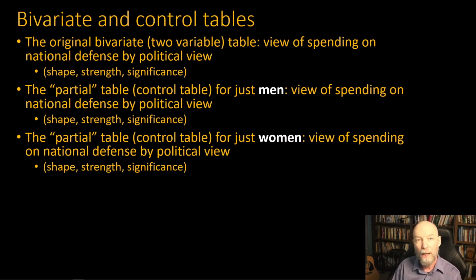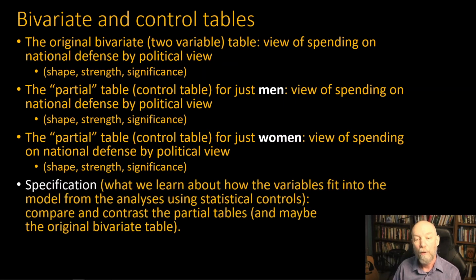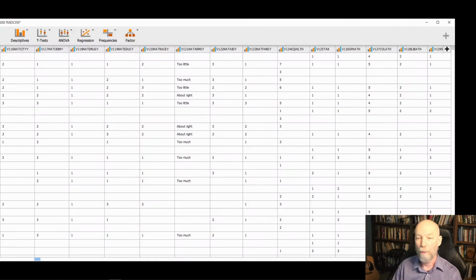But because we ran what would seem to be bivariate results within the categories of a control variable, we will then have a specification. We're going to see what we learn about how the variables fit into a model from the analysis that uses statistical controls. And to do that, we're going to compare and contrast the partial tables, the table for men and the table for women. Or we might even bring in the original bivariate table if that helps us to clarify as well. So let me jump over to the analysis program, and let's do some basic analysis.